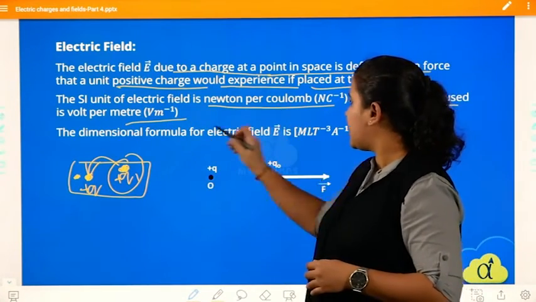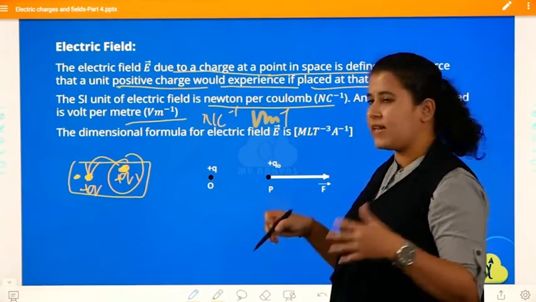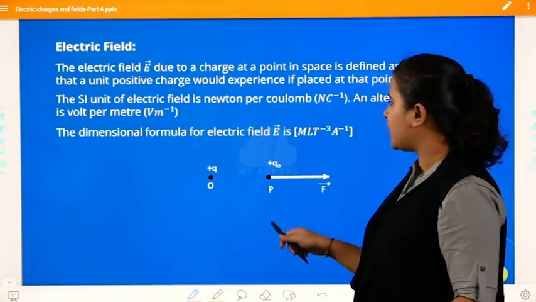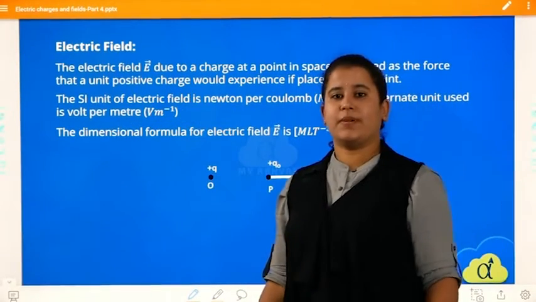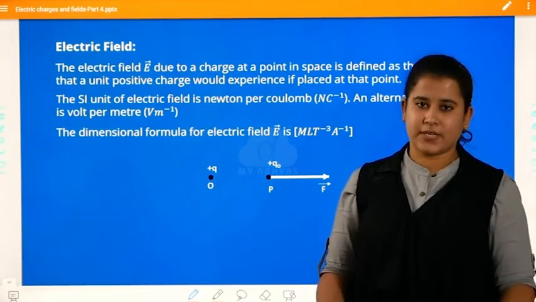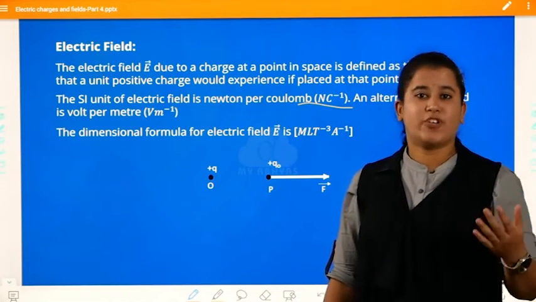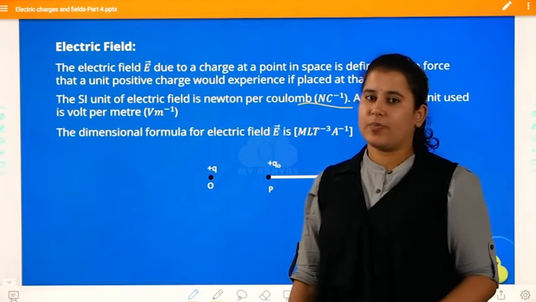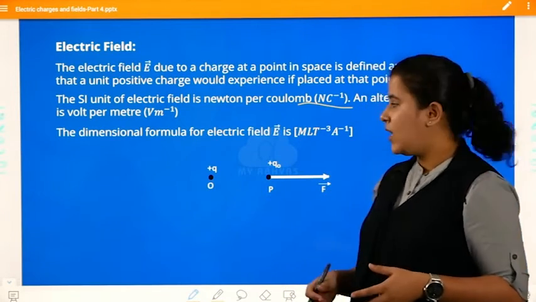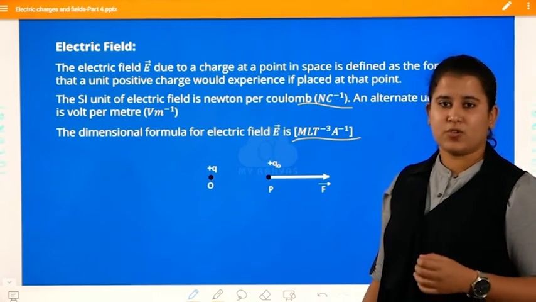Both of these, Newton per Coulomb and volt per meter, you have to answer accordingly, depending on what they ask. In numericals, if they give you the data in terms of volt per meter, then you have to give the result in volt per meter. If they give it in terms of Newton per Coulomb, then the answer should be in terms of Newton per Coulomb. Clear? Then we have the dimensional formula MLT raised to minus 3 A raised to minus 1.